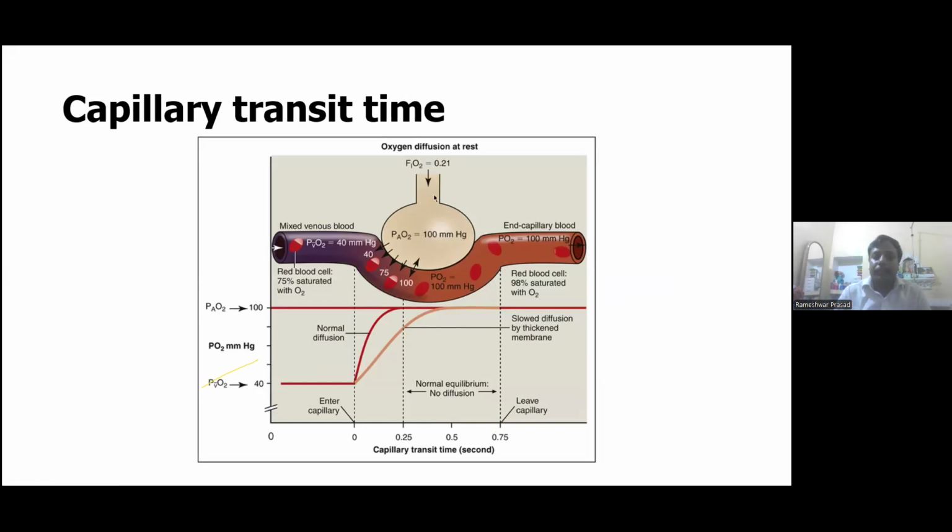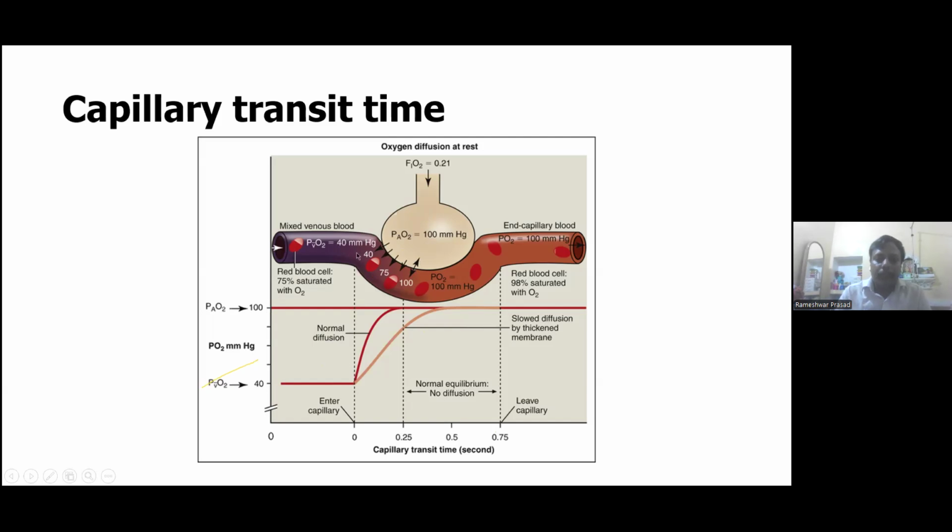In alveoli, suppose this is one alveolus. Here, this end is the pulmonary arterial end. This is the alveolar capillary, and the right side is the pulmonary venous end. From the pulmonary artery, this deoxygenated blood comes and enters the pulmonary capillaries. The PaO2 is 40 millimeter mercury. In alveoli, PaO2 is 100 millimeter mercury. So oxygen will diffuse from alveoli into the pulmonary capillaries.